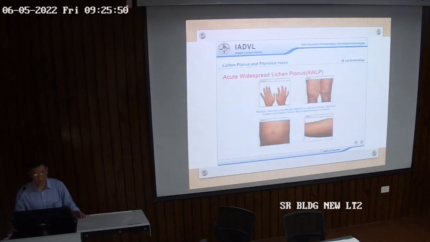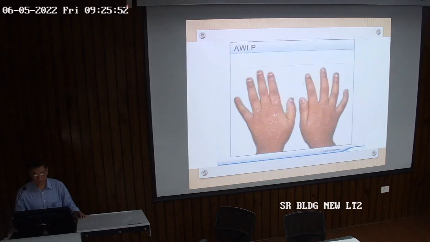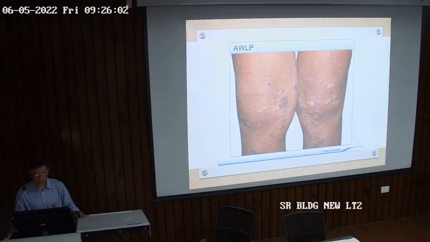So this is acute widespread lichen planus. So you can see multiple violaceous flat top lesions. It's a shower of similar lesions over the dorsa of the hand and limbs. Multiple violaceous lesions you can see, flat top, but multiple. It's an acute case, widespread lesions appeared within a few days or few weeks.